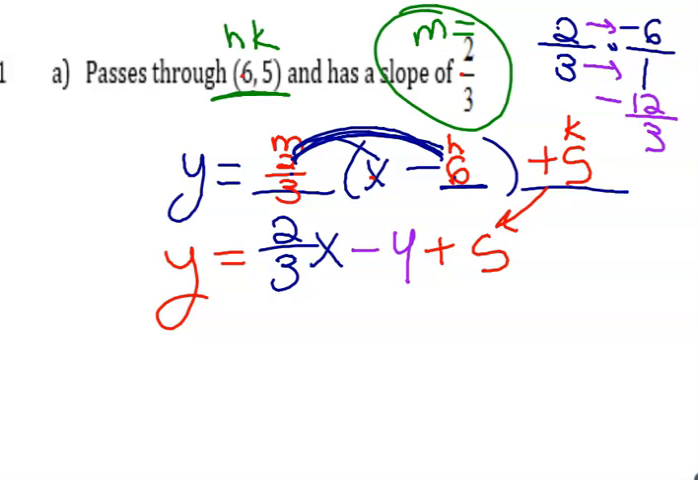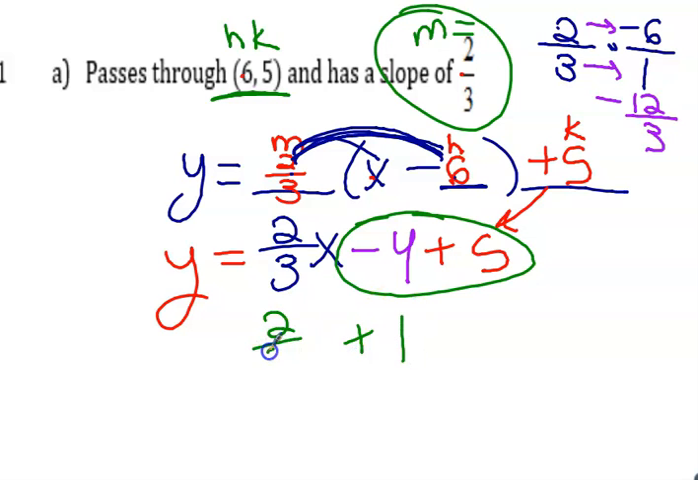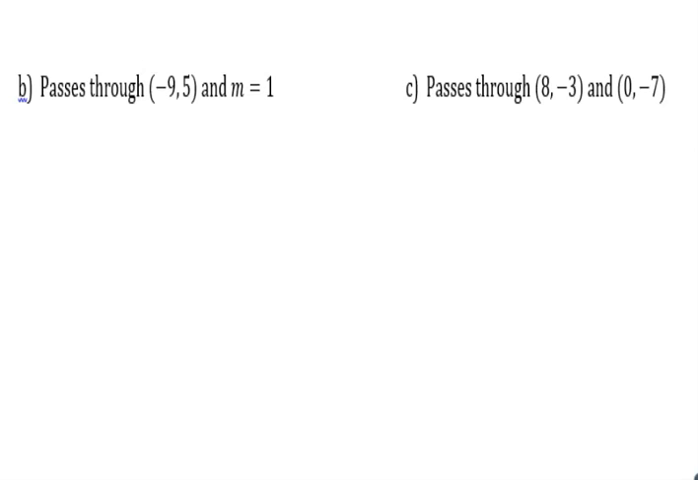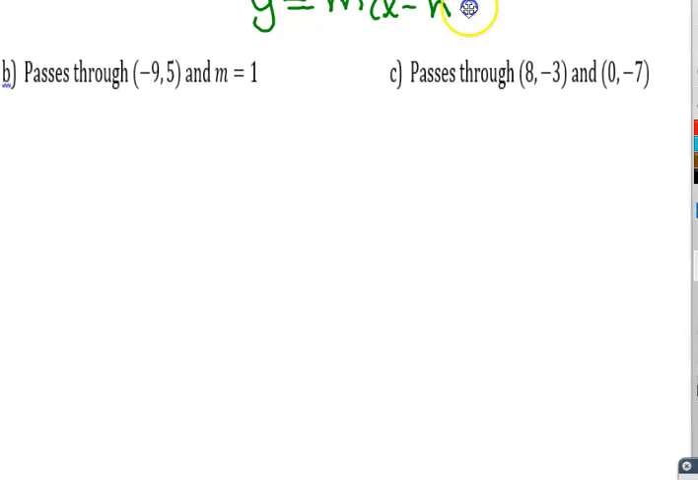All right, now I'm going to combine like terms. I have +1. I have 2/3 x. And then I have my slope-intercept form. Y equals 2/3 x plus 1. All right, now we're on to B and C. So for these ones, I need you to look at what you have. You're going to be plugging it in to this formula.